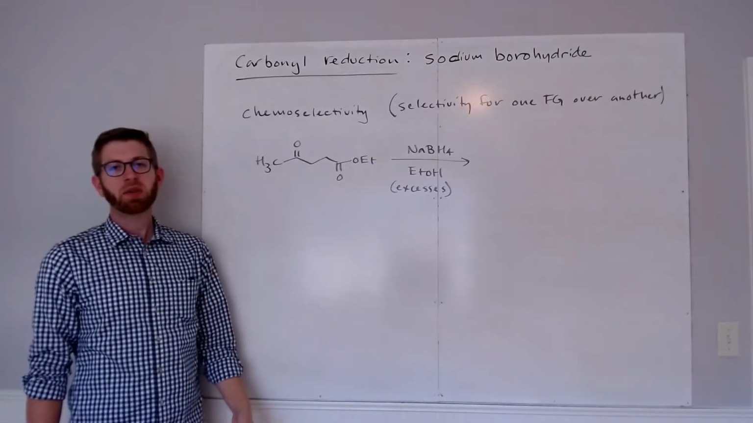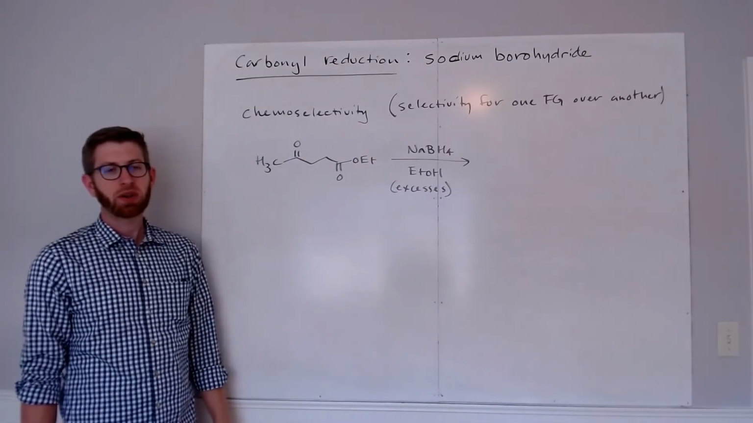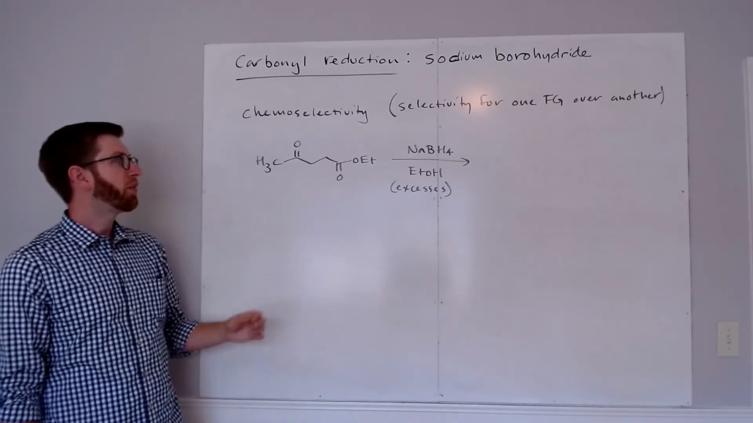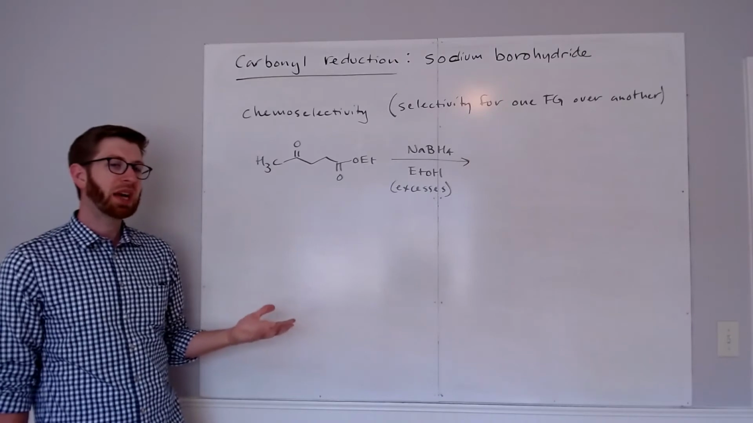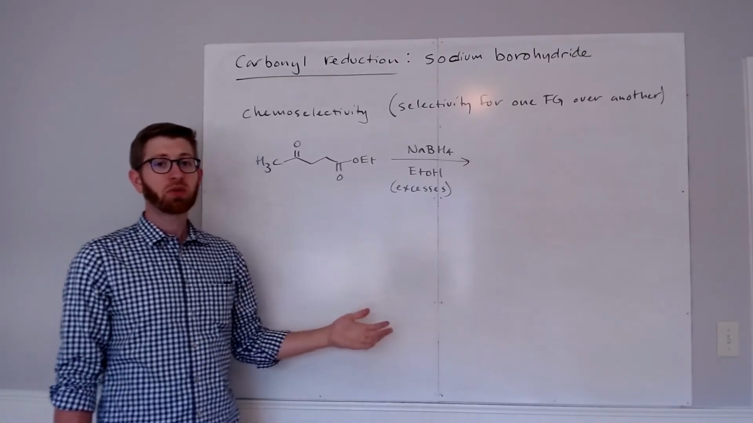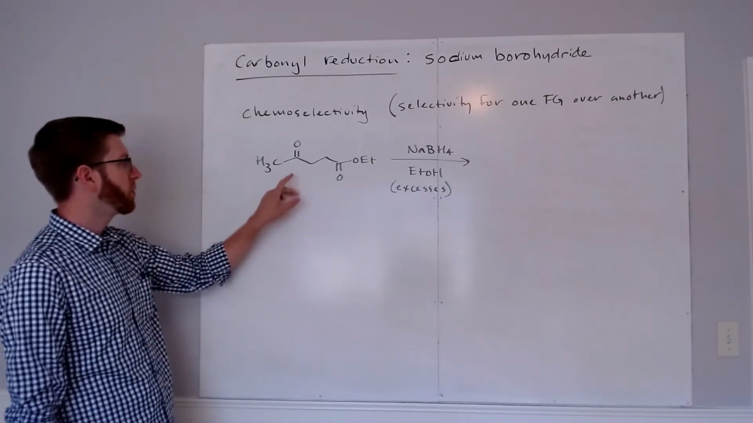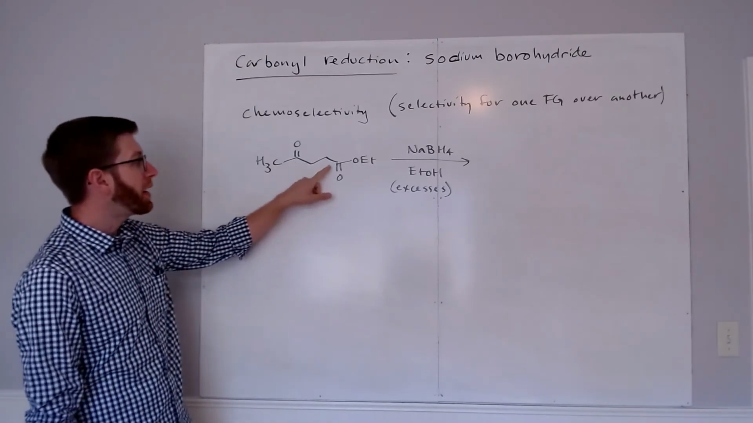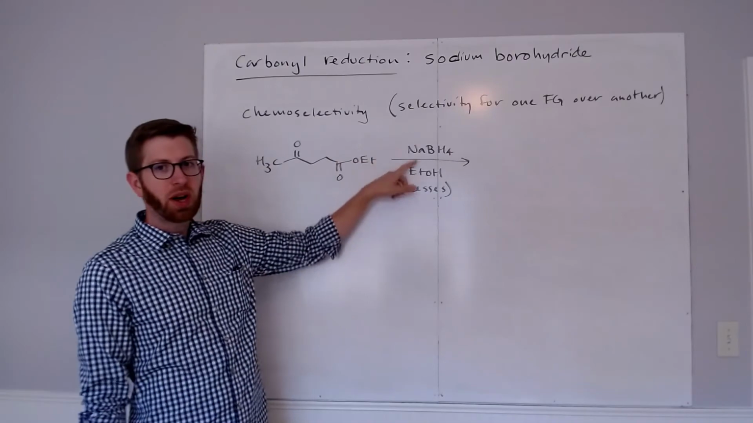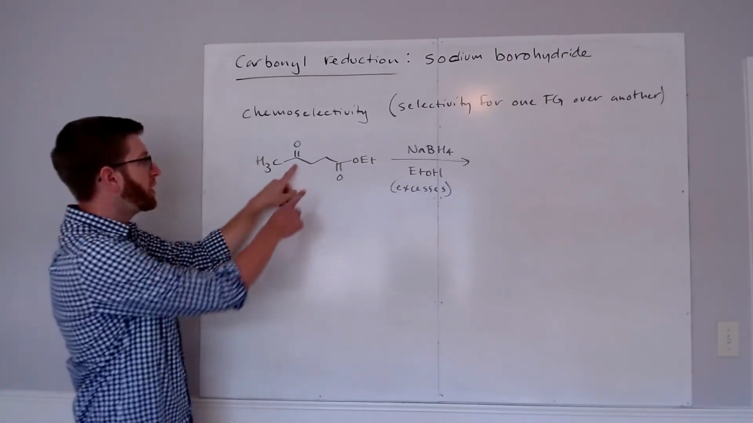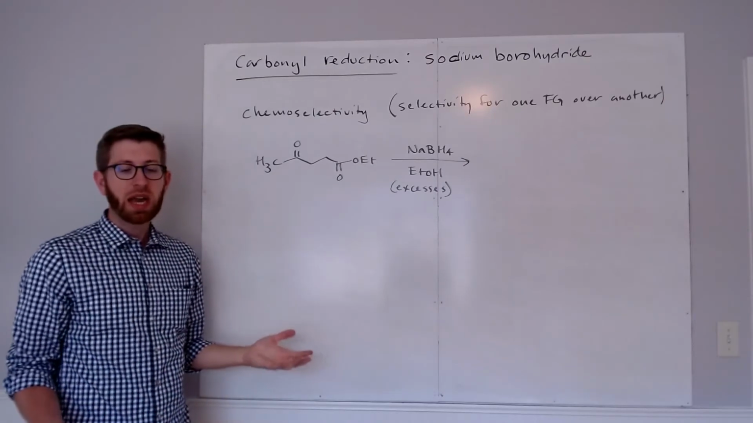The last aspect of sodium borohydride reductions that I want to discuss is the concept of chemoselectivity, which essentially means if there's more than one functional group in a reactant, whether one of those functional groups reacts in preference of the other. So for instance, we could look at a reaction which would involve a ketone and an ester and sodium borohydride along with a protic solvent. So the question, I guess, would be, which of these carbonyls will actually react? Or maybe they both do.